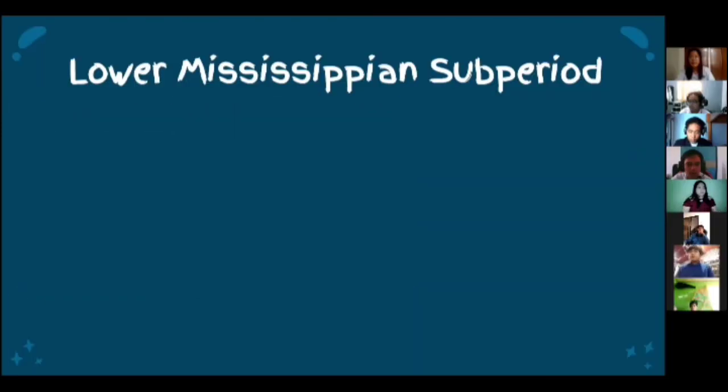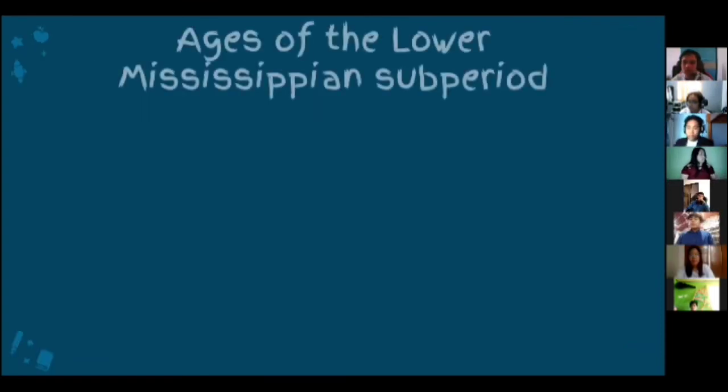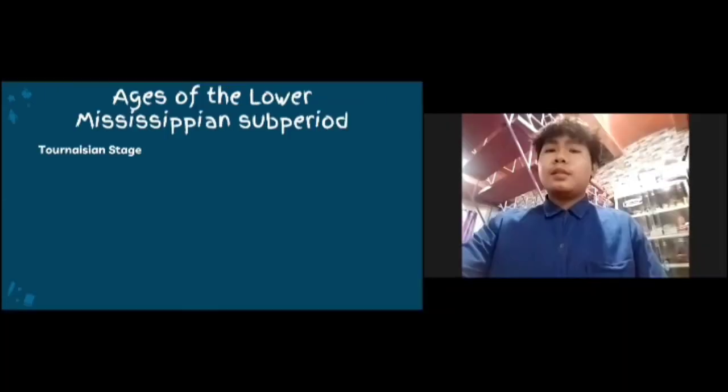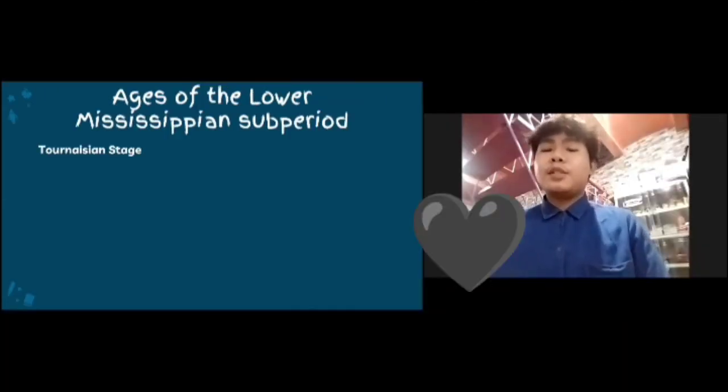Lower Mississippian subperiod. Ages of the Lower Mississippian subperiod have Tournaisian stage. Tournaisian stage, lowest and first of the three international stages of the Mississippian subsystem of the Carboniferous system, encompassing all rocks deposited during the Tournaisian age, 358.9 million years to 346.7 million years ago.